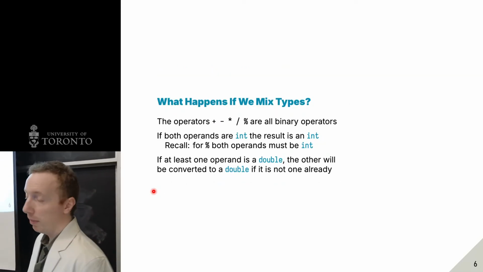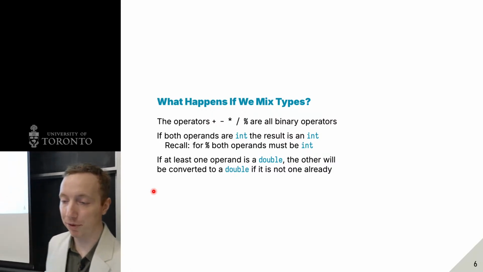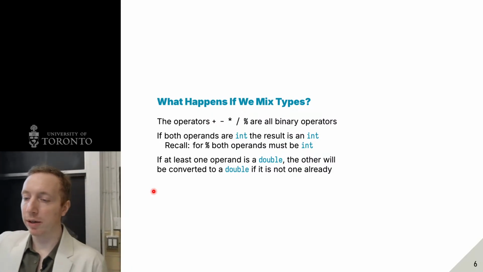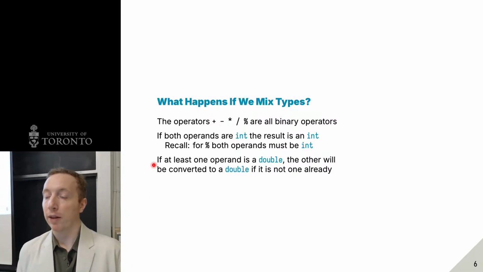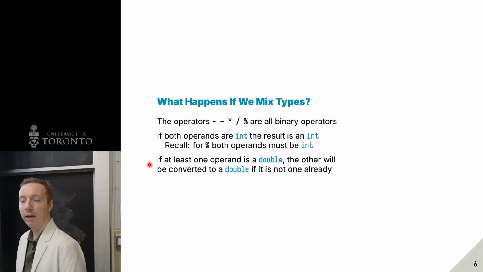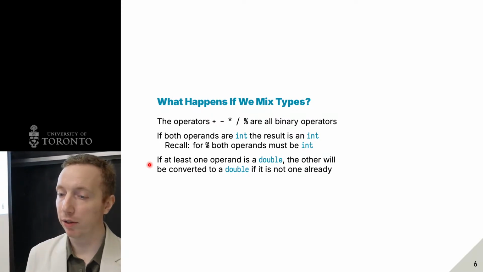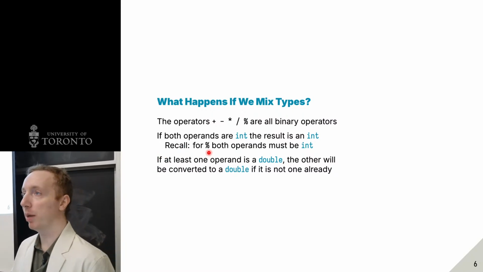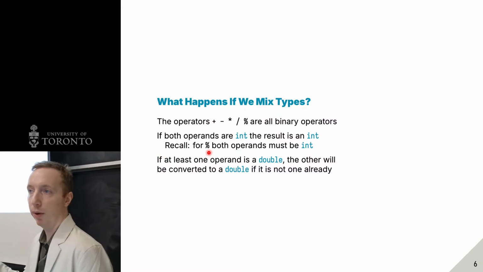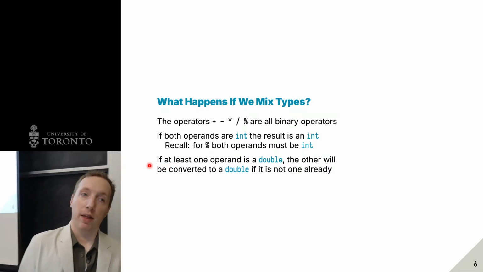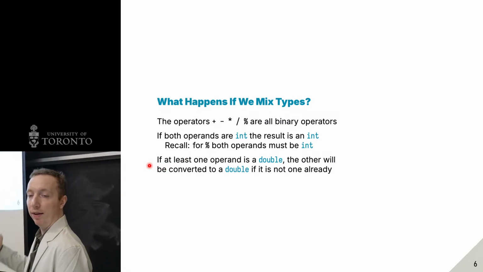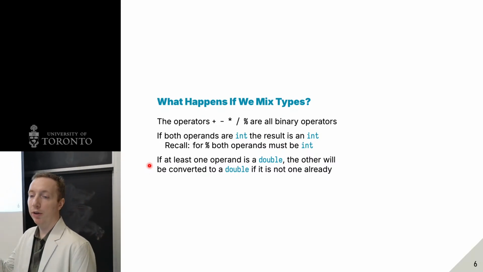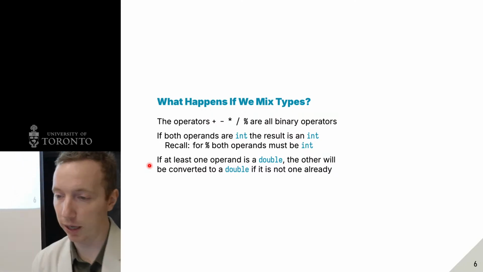So you might ask, what happens if we mix types? The operators addition, subtraction, multiplication, division, and mod are all binary operators. The rules in C are that if both of the operands are an int, the result is an int. And for mod, both operands must be int, so it doesn't make sense to do a mod with doubles. The rule is if at least one of the operands is a double, the other gets converted to a double if it is not one already.